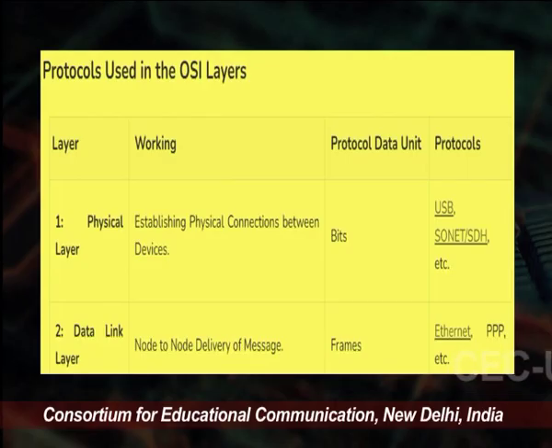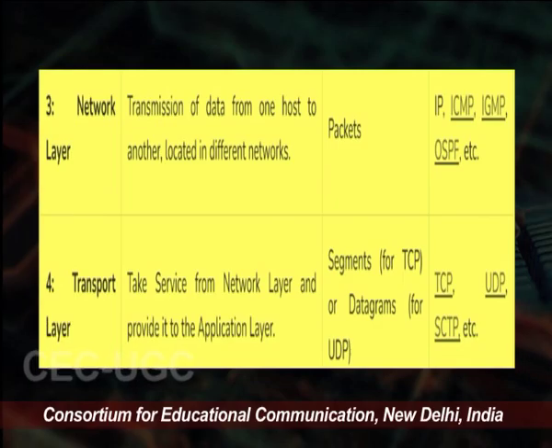At the physical layer we have SONET and SDH protocols, and the USB protocol. The data is in the form of bits, and you all are aware that it establishes the physical connection between the devices. At the data link layer, the protocols are Ethernet and PPP. The data is in the form of frames, and the major function of the data link layer is to ensure node to node delivery of messages.